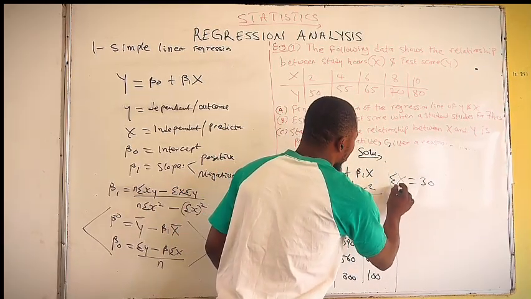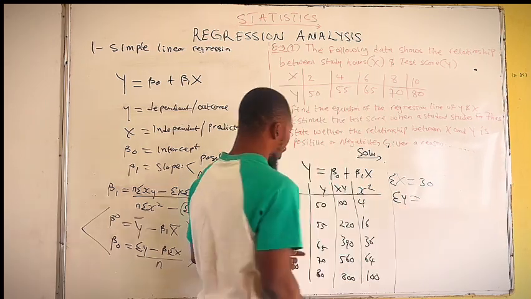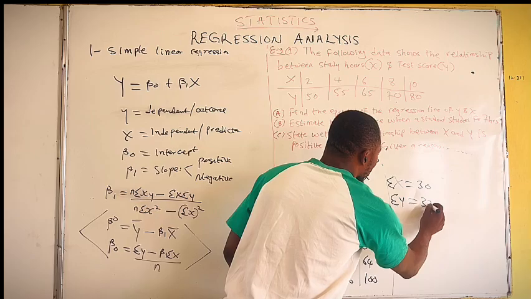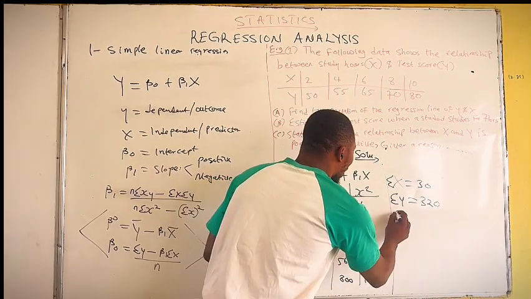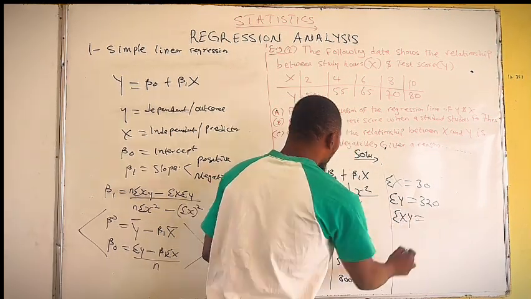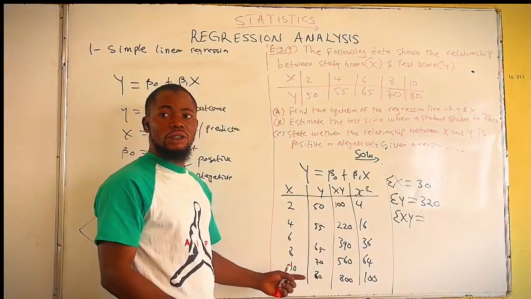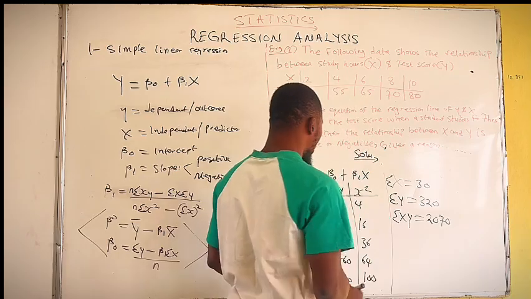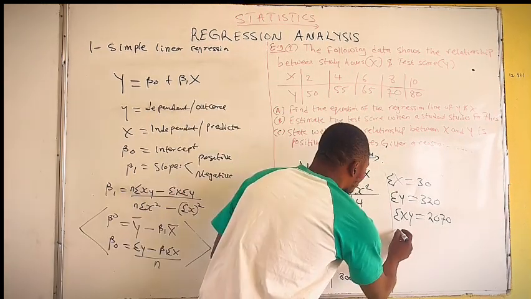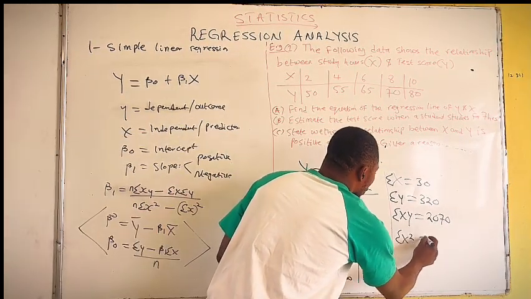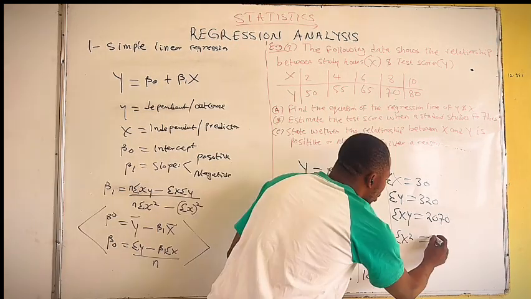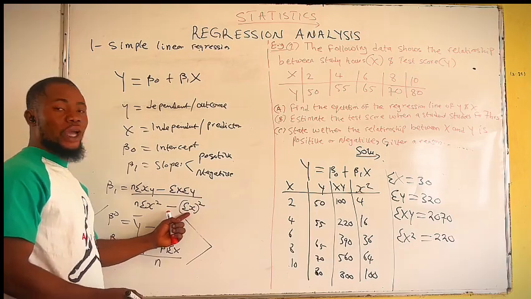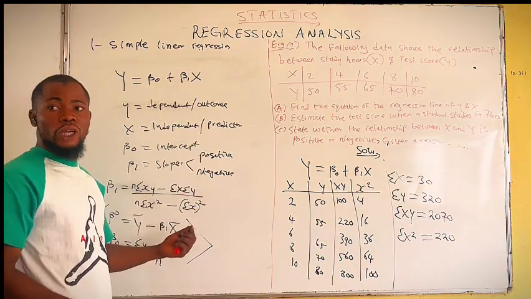Summation of y, add all the y together, it will give us 320. Summation of xy, add all the xy together, it will give us 2070. Summation of x squared will give us 220. And again, we also need our summation of x all squared.